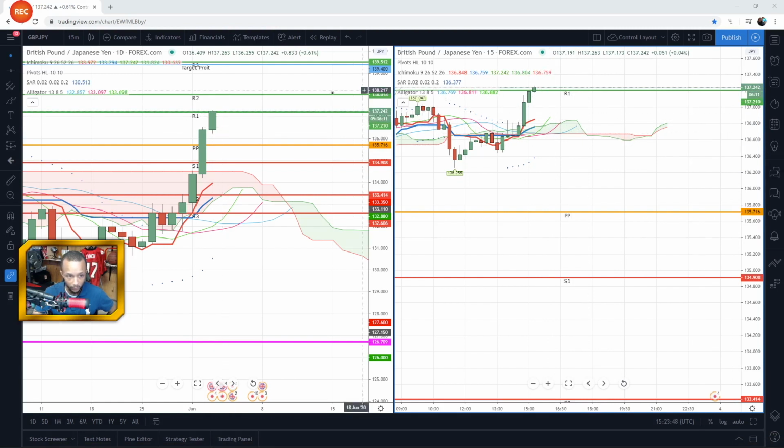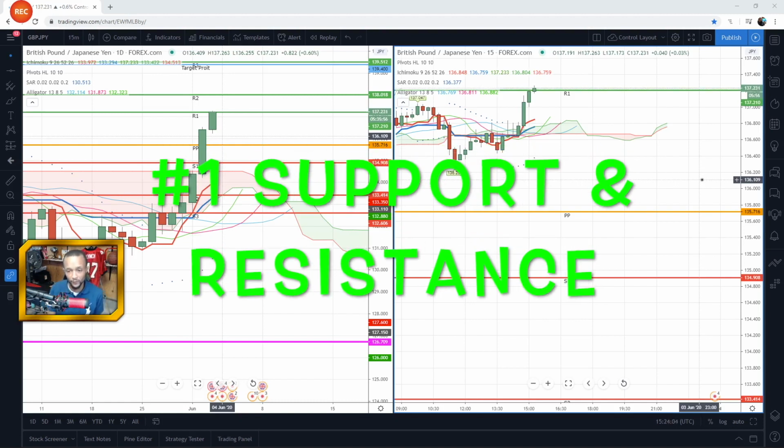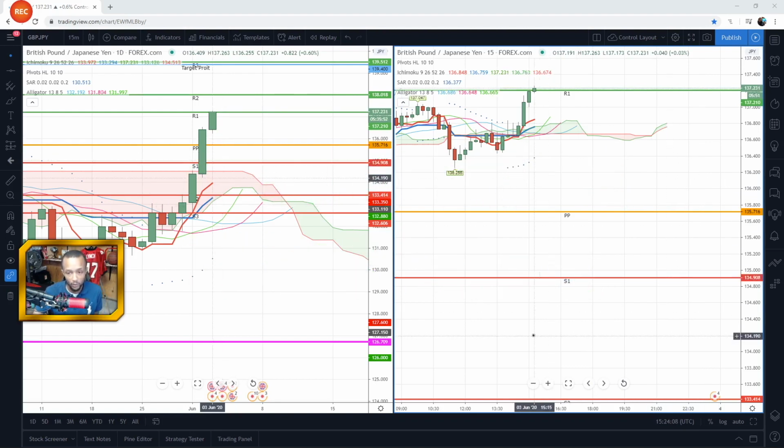Our next ceiling would be R2, 138.01. So that'd be the next area I'd be looking to cash out at if we can clear this line. But moving on, as we were just talking about support and resistance, that's going to be number 1 as far as our 5 key aspects. Aspect number 1 is always support and resistance.